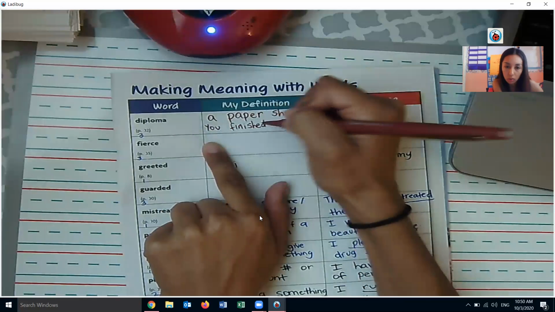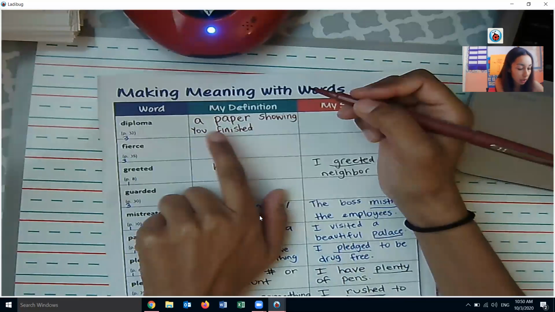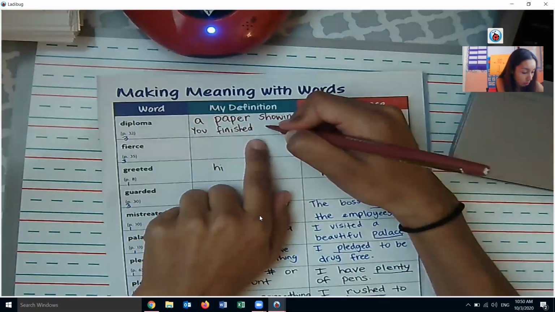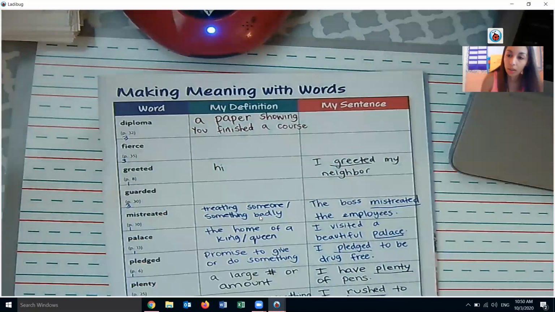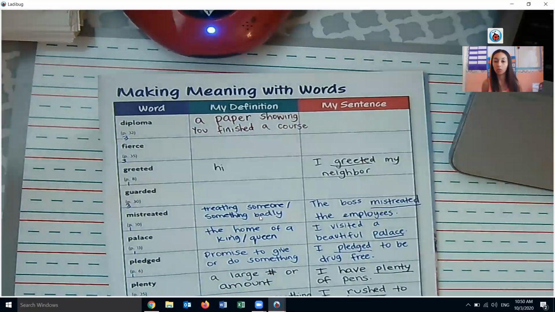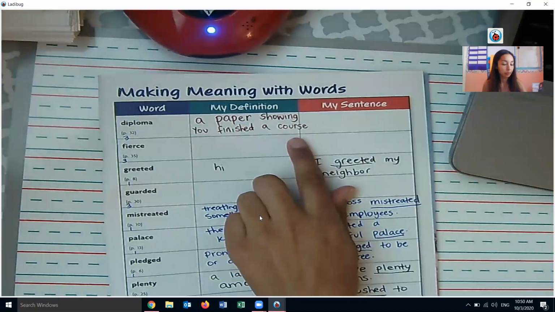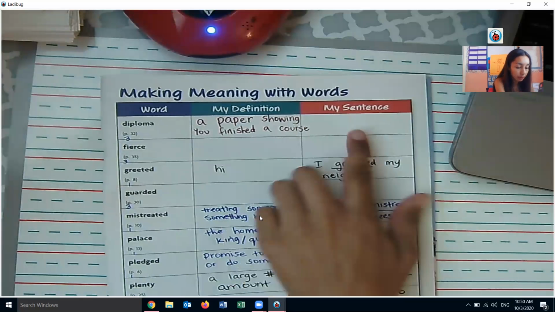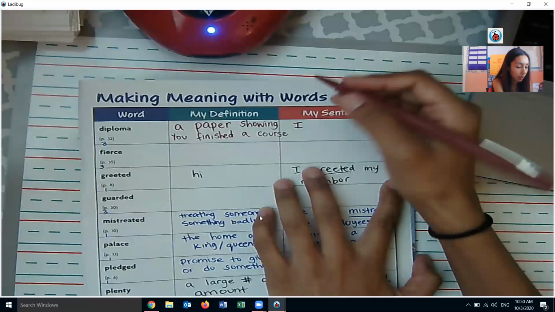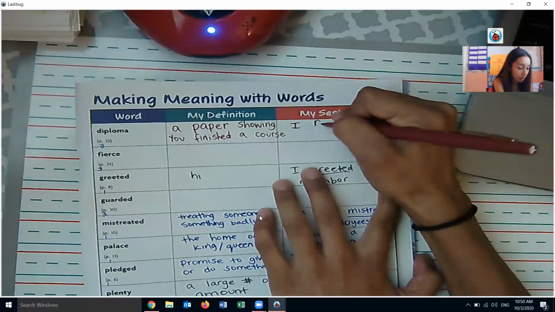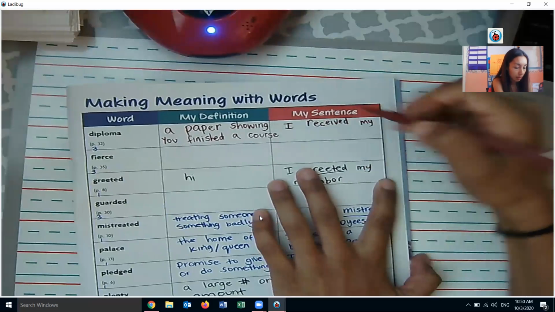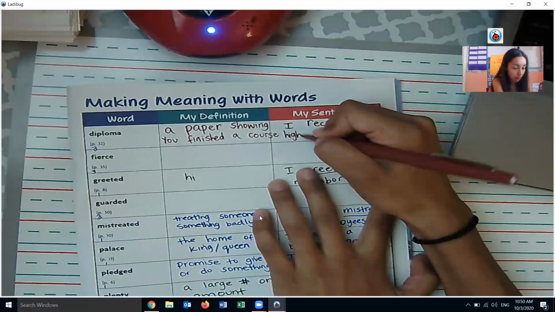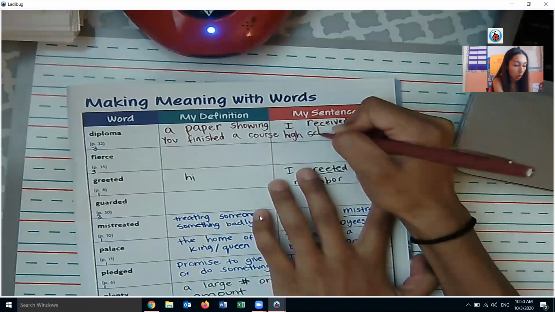It's kind of hard to smush the whole sentence in. A paper showing you finished a course, or like course of study. So like a whole set of something. You finish all of high school or all of college and you get a diploma. My sentence is maybe, I'm talking about high school. I received or got my high school diploma. And of course, here you can make up your own sentence.